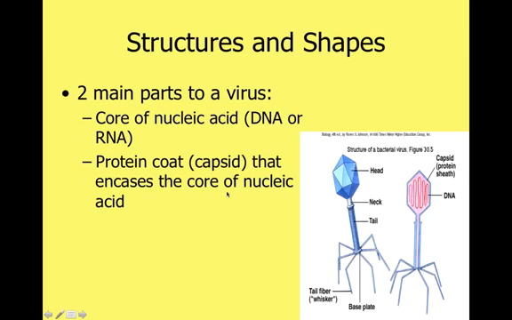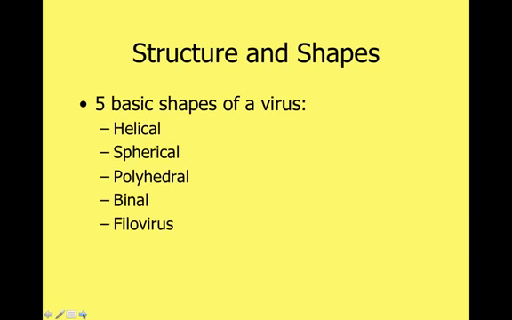Okay, so we just talked about the structure of a virus having two main parts. First of all, that was the core of a nucleic acid, which is just DNA or RNA inside of it. And then surrounding that DNA or RNA is something called a protein coat. And that protein coat is actually called a capsid on a virus. So those are the two things that we just talked about.